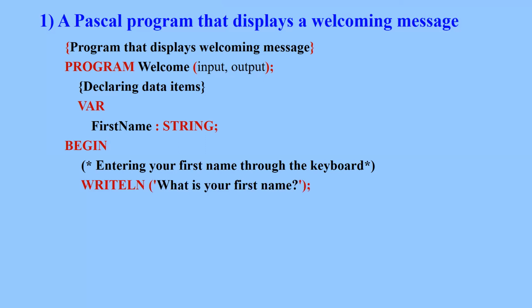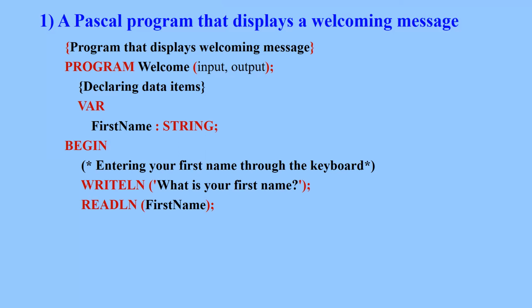So writeln, what is your first name? The purpose of this statement is to prompt the user for first name. So the statement, what is your first name, will be displayed on the screen. And because our reserved word here, writeln, tells the compiler to write out this statement on the screen and then move down to the next line.